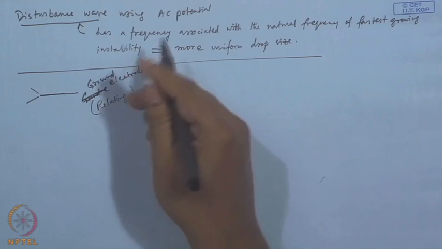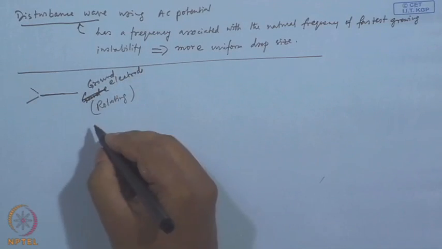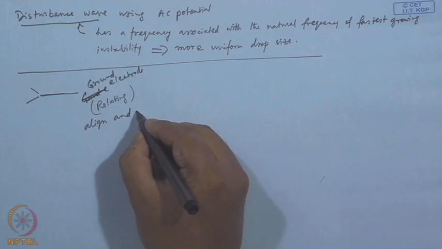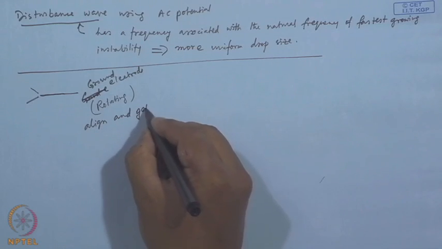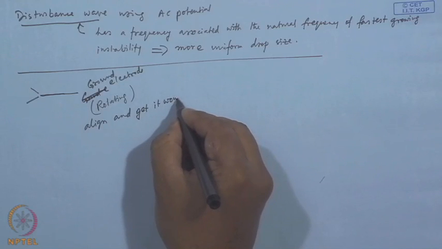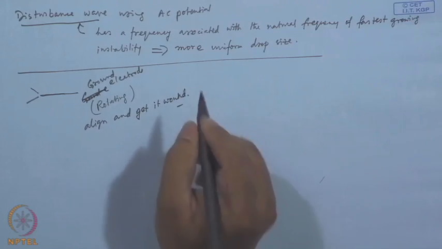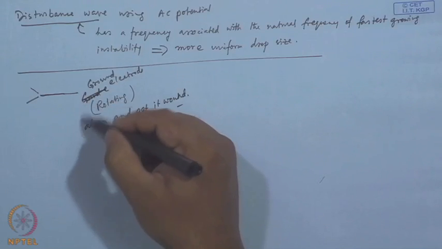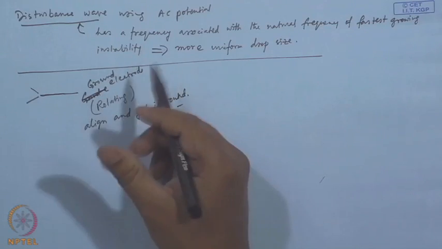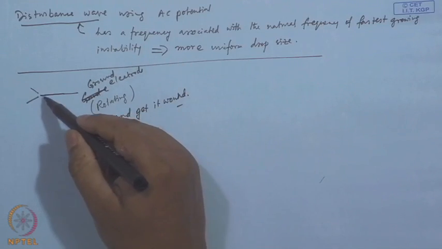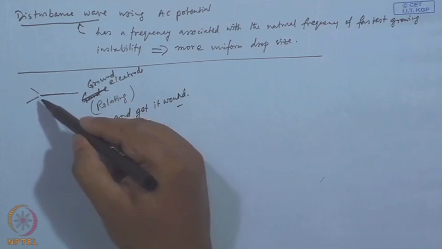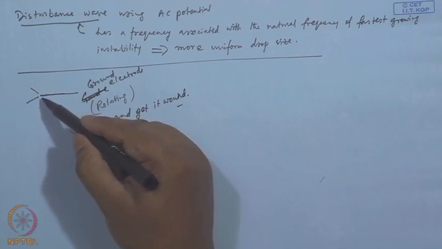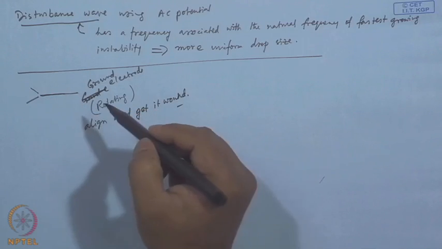align and get it wound. So, one can take the strand, align it in the way they want, and do the appropriate winding. So, you can create a fiber out of it. As it comes out, because of evaporation, this solidifies, and so one can get this winding.